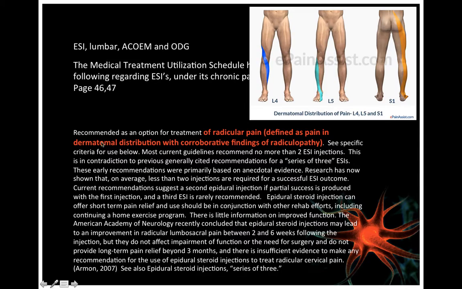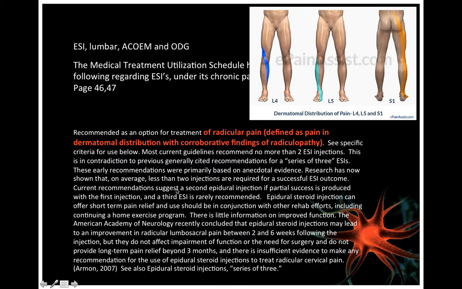And let's just read this section just to get a general idea of what the MTOS guidelines say. Specific criteria below. Most current guidelines recommend no more than 2 ESI injections. Now, there was a time when we used to do 3 injections at a time, a series. I was never part of that culture, but I was part of training where we routinely did 2 injections. But nowadays, they only allow 1 at a time, which is fine. It talks about series of 3, that there's no recommendations for that anymore.